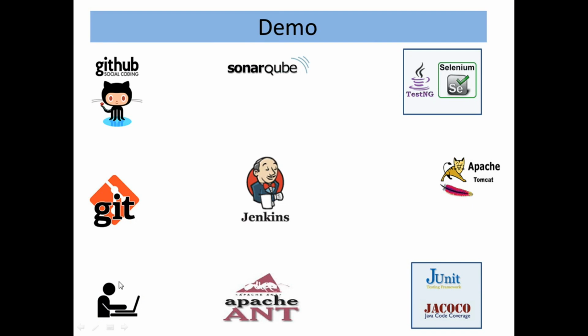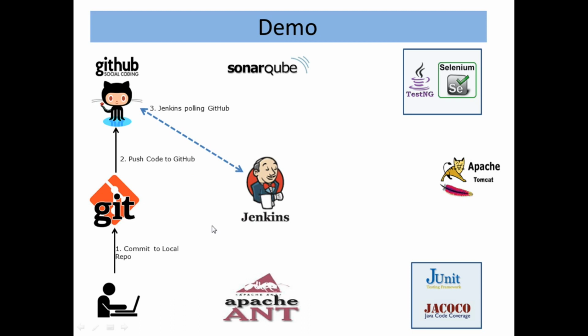I have my code on my laptop. I'll check in to Git, and the way I've configured Jenkins is it will keep polling. So this is the first step. I'll commit my code into my local repository, which will in turn push it to GitHub. I have configured my Jenkins to poll GitHub every 1 minute. I'll show the configurations also subsequently. The moment it sees that there's a code change in GitHub, Jenkins kicks off a delivery pipeline.